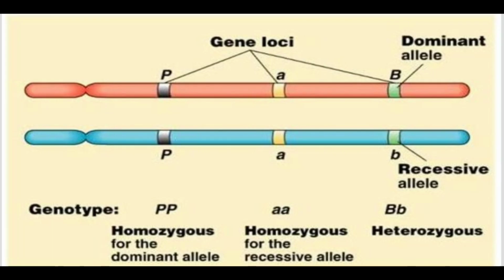Now this is the diagram of chromosomes in which on the red chromosome, you can see the capital P, small a and capital B gene loci. Capital B is a dominant character and on blue, small b is a recessive character. So what will be the genotype? If there is capital P, the homozygous dominant allele will be represented. If there is small a, it will be a homozygous recessive allele. But capital B and small b will be a heterozygous allele.